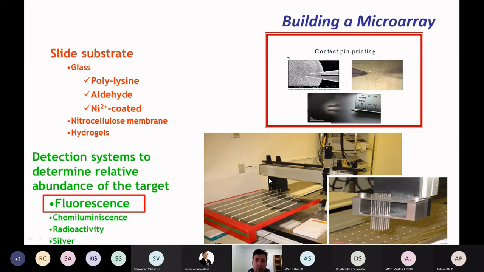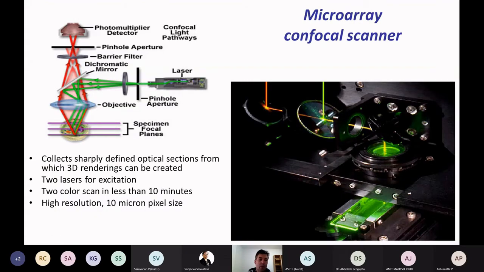Okay. Another point to consider when we are using microarrays is the detection system to determine the relative abundance of the target. There are multiple different detection systems: chemiluminescence, radioactivity, silver, but the most widely used is fluorescence because we can use 2 or more lasers for excitation of the fluorophores on the surface of the protein microarray.